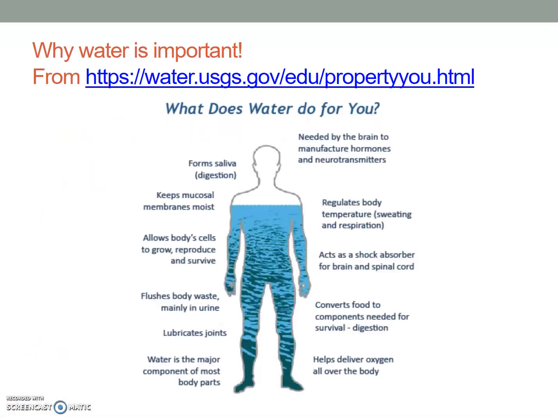So we know that water is important and it does a lot for us. It lubricates joints, it helps us to convert food, it helps to deliver oxygen, and it's really a major component of our bodies. And so we definitely need it for a lot of things. But just in the world in general, water has a lot of important properties, and those all relate back to the structure.